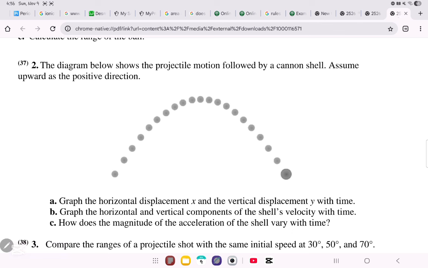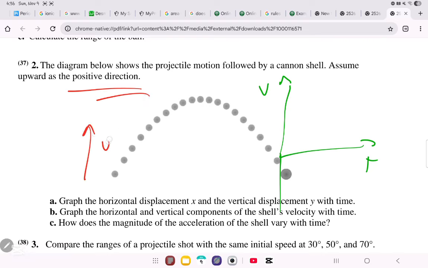What about part B? In part B, they want us to graph the horizontal and vertical components of the shell's velocity with time. So you can just graph one single VT graph. They want the horizontal and the vertical components. We first start with the velocity time graph. They said it's upwards, meaning the velocity is positive, right? So since the velocity is positive, we first start with Vx, which is constant, to be upwards, positive.